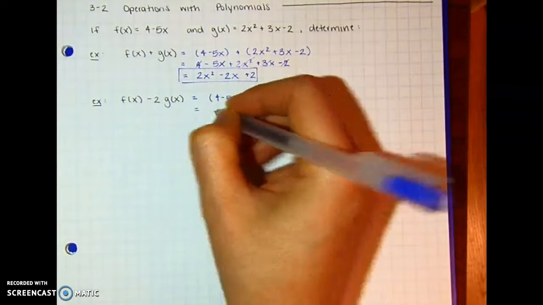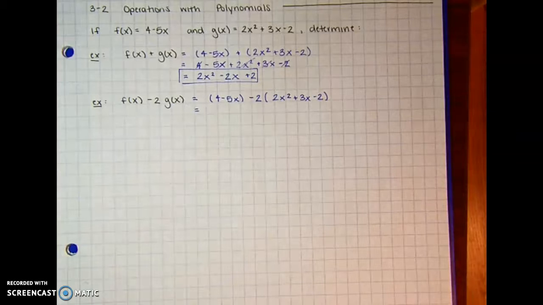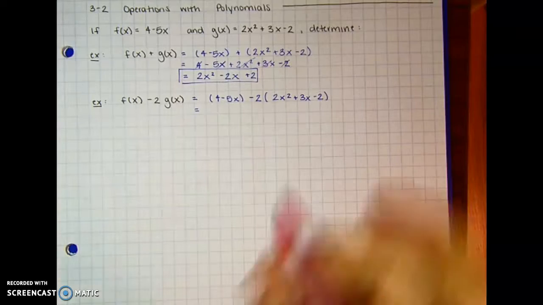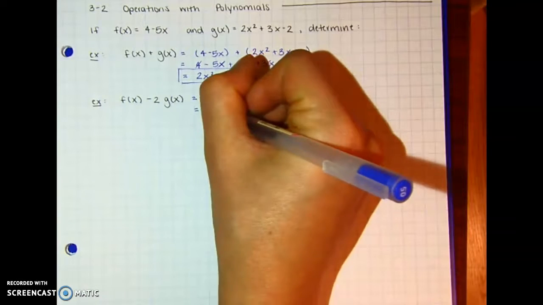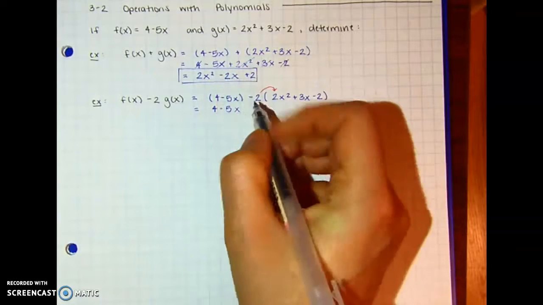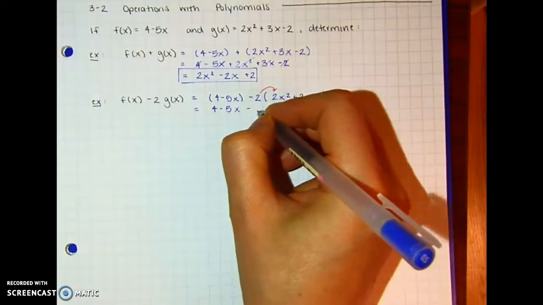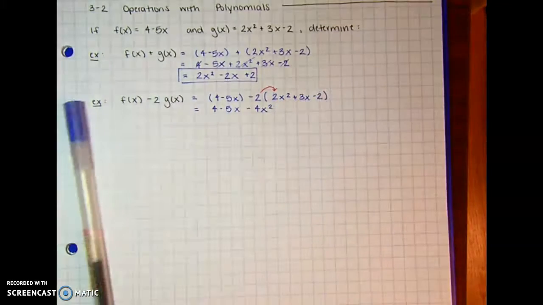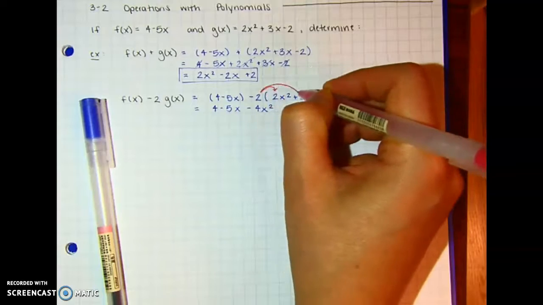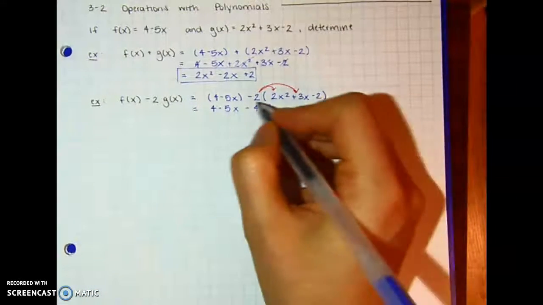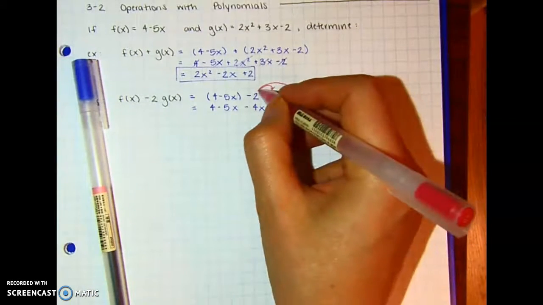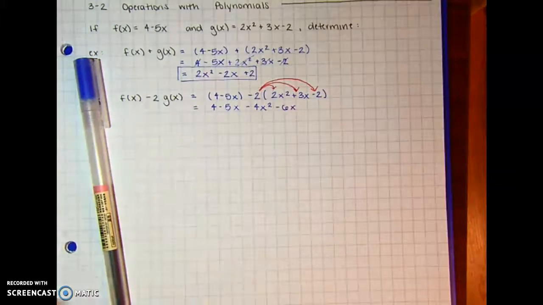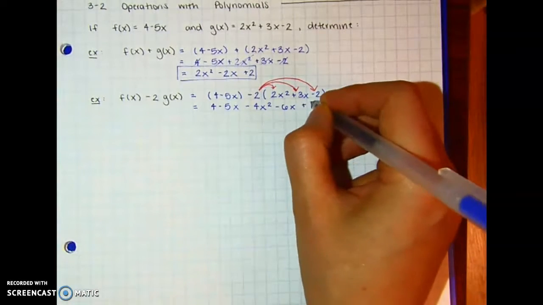So now the first thing we need to do is distribute this 2. And then I always recommend showing the distribution. So first let me bring this down. So 4 minus 5x, negative 2 times 2x squared will be negative 4x squared. And then we need to multiply negative 2 times 3x, so negative 6x, and negative 2 times negative 2, which is positive 4.